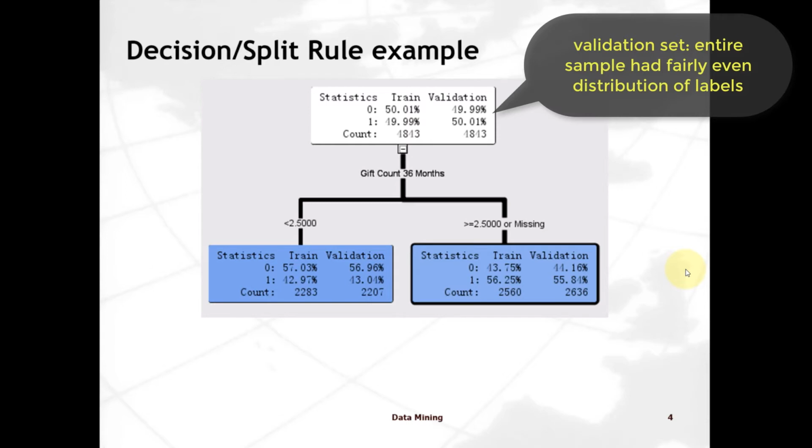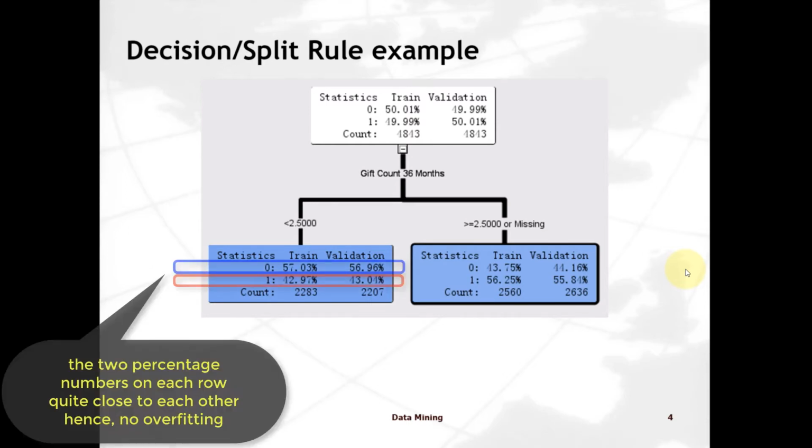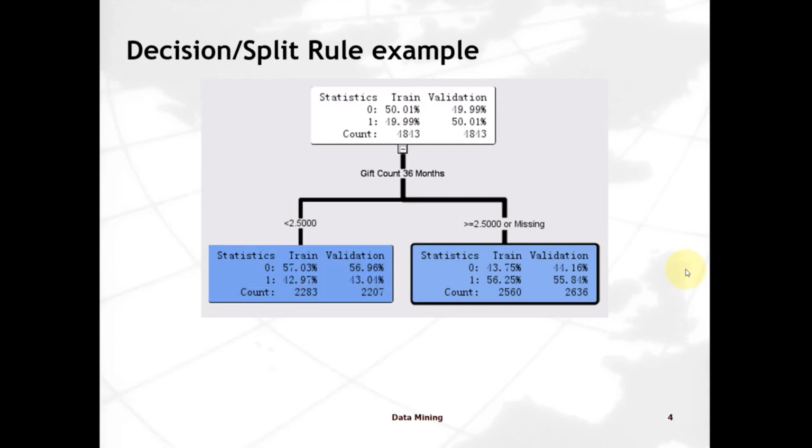And same thing on the validation. It used to be evenly split. After one split, you have fairly consistent values, if not identical. The difference is because of randomness. The consistency is because this split is a good split. It leads to better model. It didn't lead to overfitting. Then you'll make more splits.